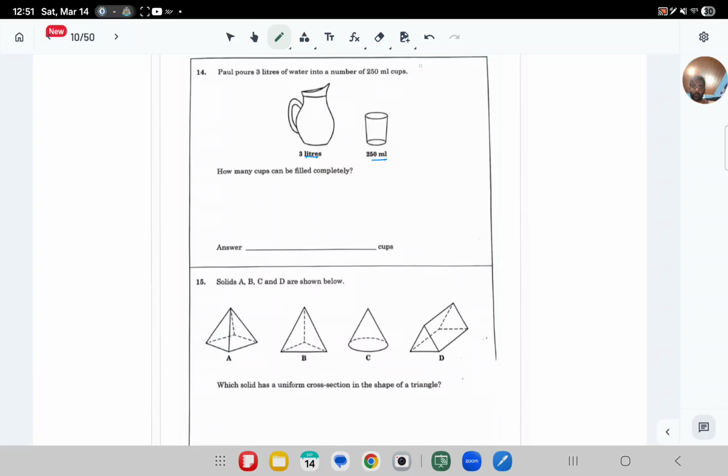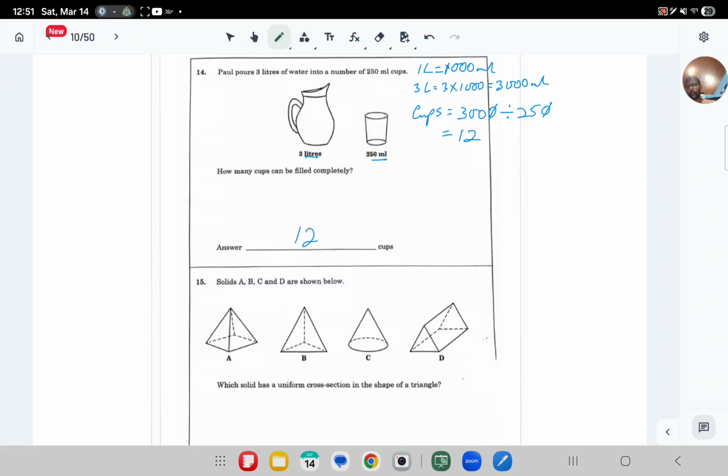So we know 1 liter is equal to 1000 milliliters. So for 3 liters it would be 3 by 1000, which is equal to 3000 milliliters. Now we want to find out how many of something we could get out of the other, so therefore we divide. So to calculate the number of cups, it would be the 3000 milliliters divided by 250 milliliters. And that will give us 12. So we got 12 cups.